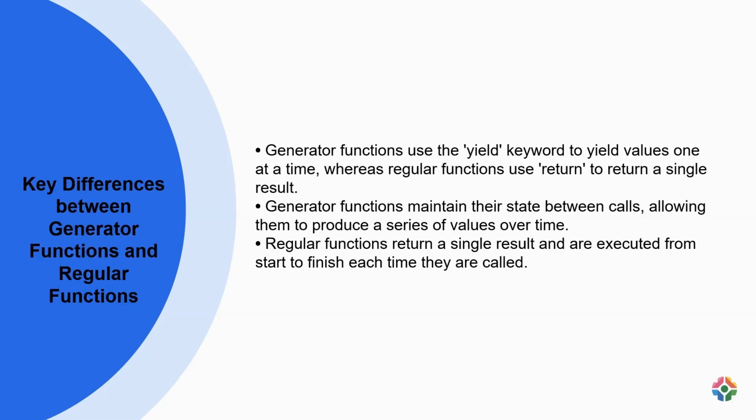Generator functions utilize the yield keyword to provide values incrementally, preserving their state between calls. This feature enables them to generate a sequence of values gradually. Conversely, regular functions employ return to return a solitary output and execute completely upon each call. As a result, generator functions exhibit a distinct behavior by yielding values step by step, whereas regular functions return a final result in entirety every time they are invoked.